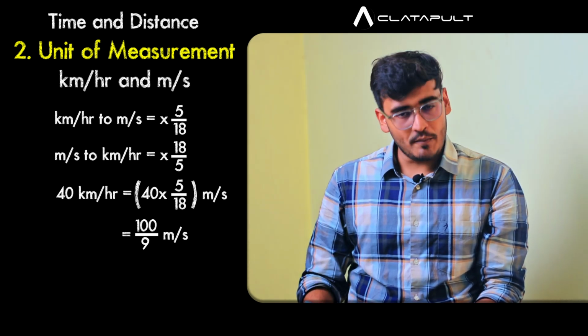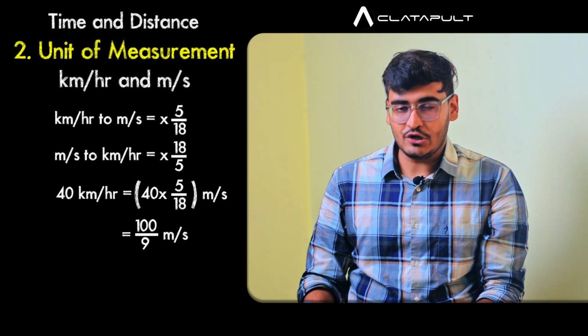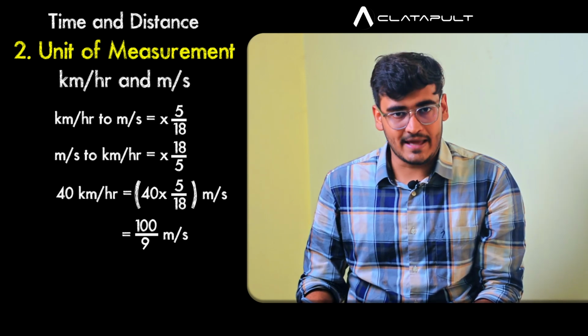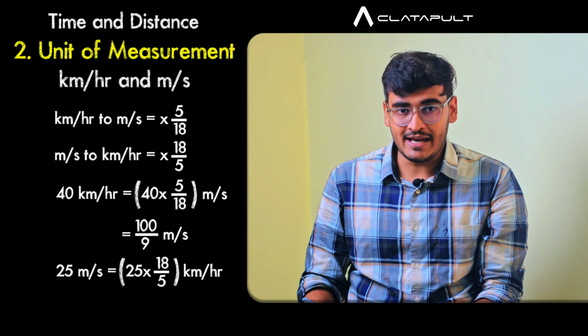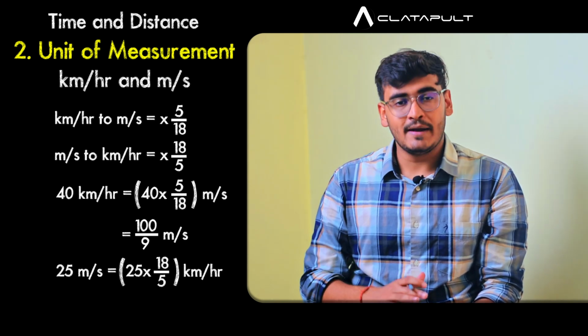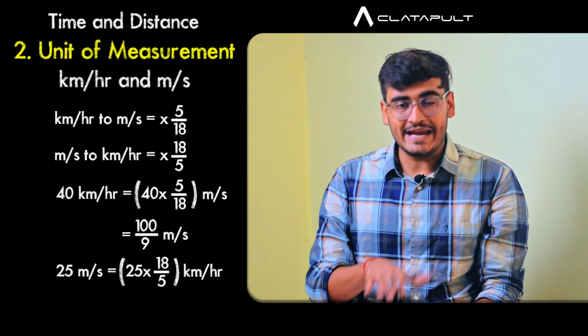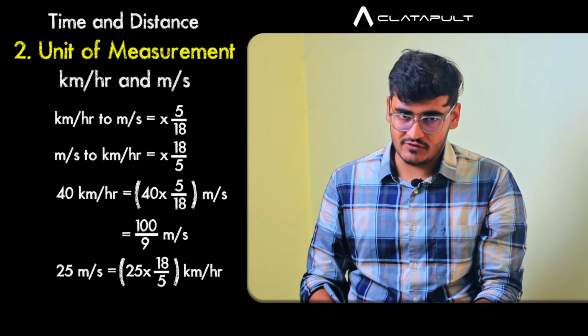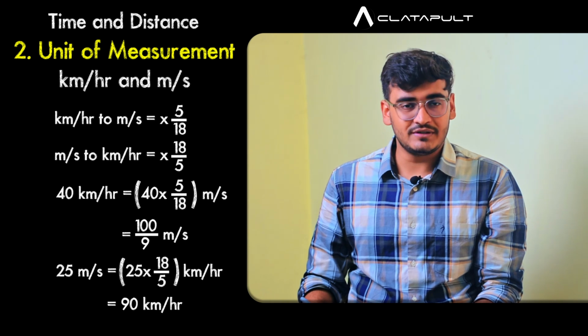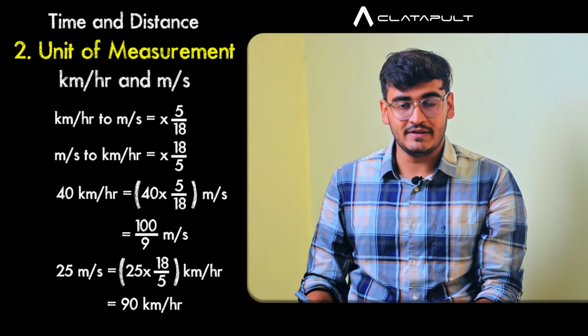If we have to do the opposite, if we have to convert meter per second into kilometers per hour, then we multiply by 18 by 5. So let's take another example where we have 25 meter per second and we have to convert it into kilometers per hour. We do this by 25 into 18 by 5 kilometers per hour, which will give us 90 kilometers per hour. This was the second thing, about unit of measurement, that we had to note.